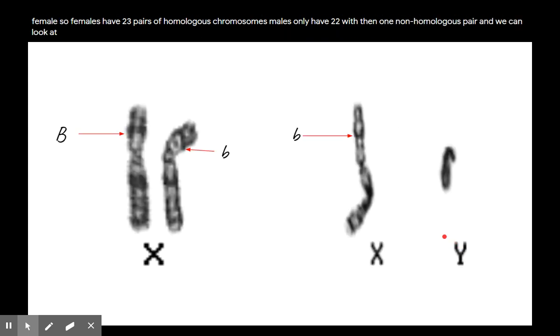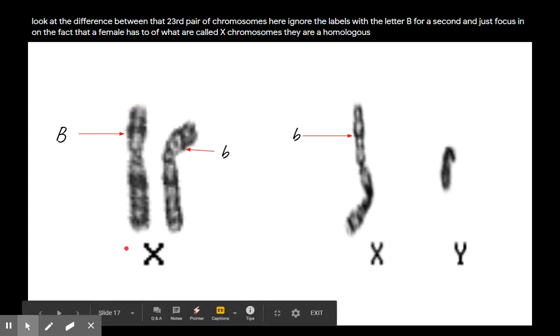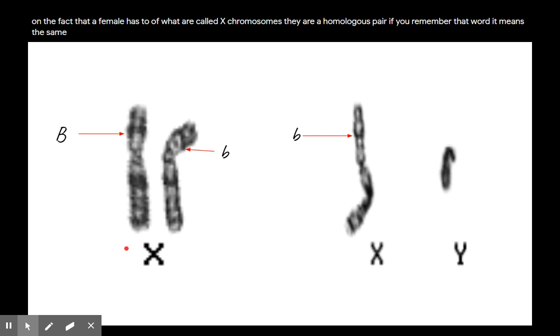And we can look at the difference between that 23rd pair of chromosomes here. Ignore the labels with the letter B for a second and just focus in on the fact that a female, pictured here on the left, has two of what are called X chromosomes. They are a homologous pair. If you remember that word, it means the same, but not identical.